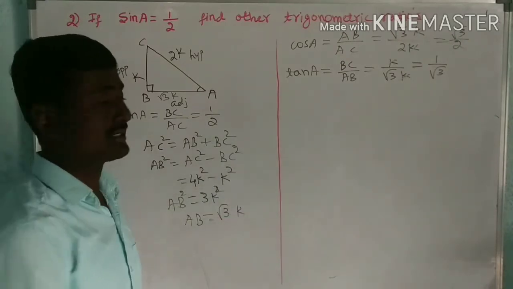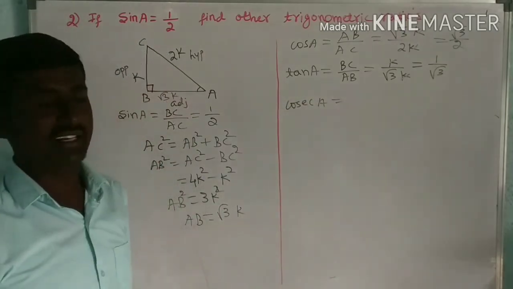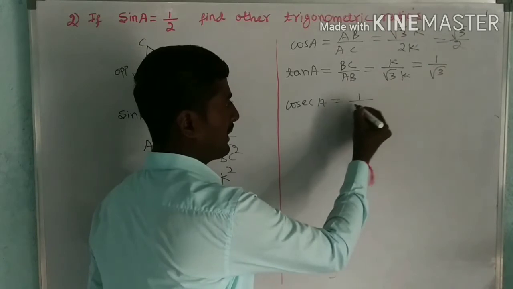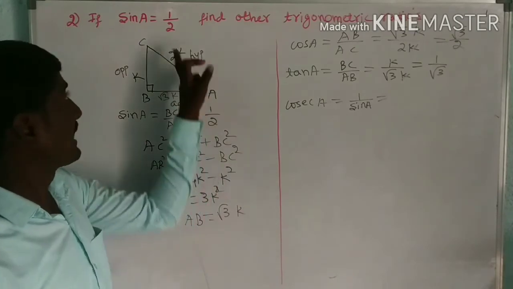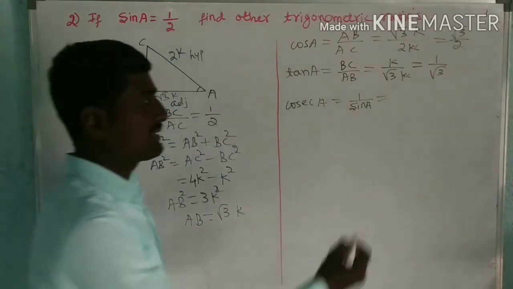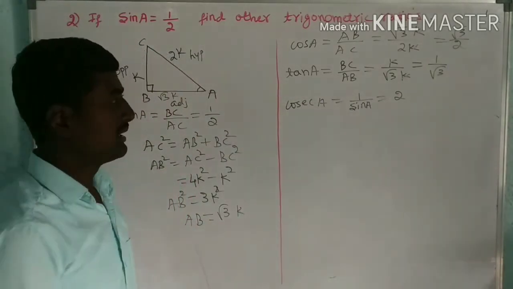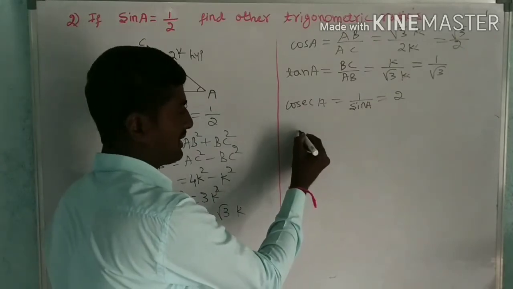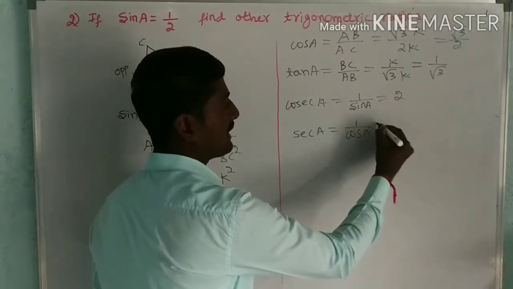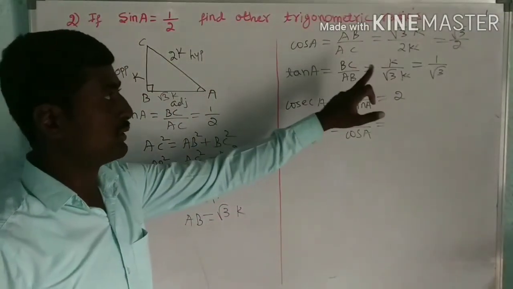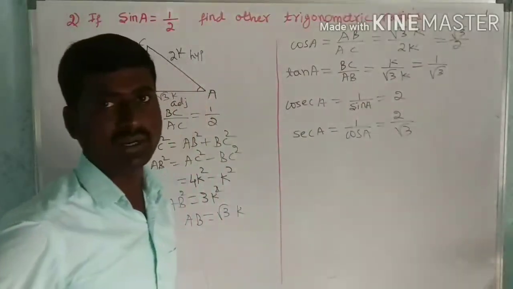Now we have to write the reciprocals. Now cosec A. Cosec A is equal to 1 divided by sin A. So sin A value is 1 by 2. 1 by sin A is nothing but what? 2. Reciprocal. Cosec A is done. Then the cos reciprocal is sec A. Sec A is 1 divided by cos A. So the reciprocal of this will be 2 divided by root 3.